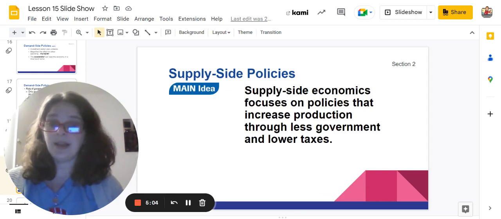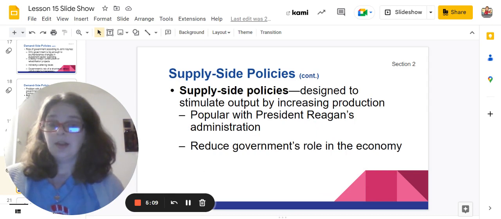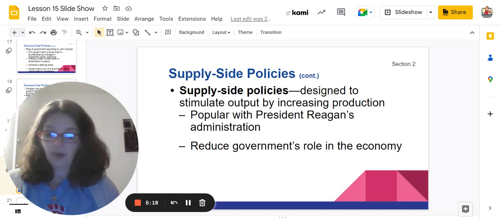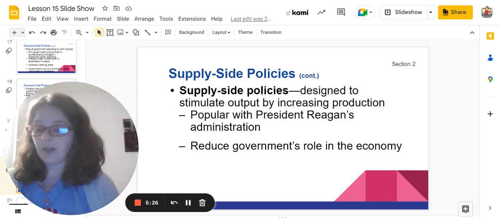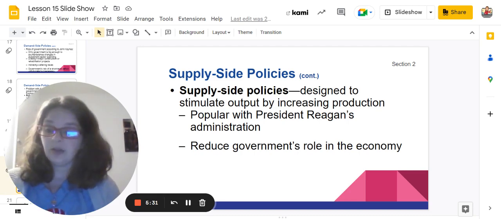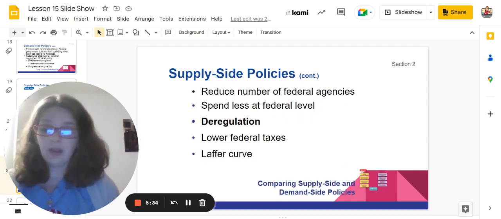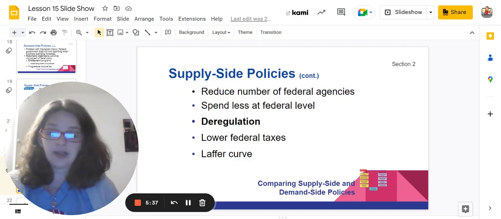So now let's look at the supply side economy. The supply side policies are designed to stimulate output, increasing production. It was popular with Reagan's administration. The net effect of President Reagan's budget priorities was a 2.5% increase in government spending. The economy during Reagan's administration partly supported the supply side claims that reduced government regulation would provide strong economic growth.